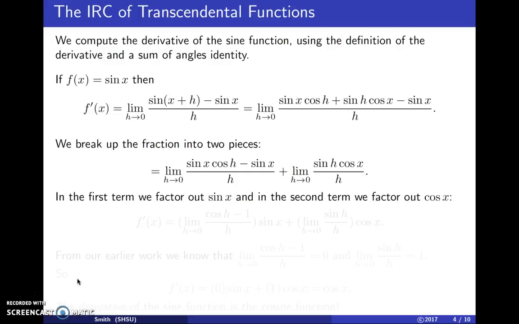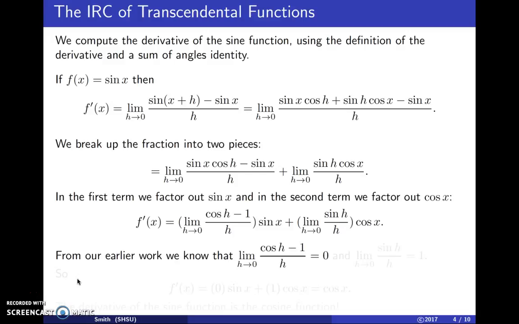In the first term in this sum, I'm going to factor out sine x, and in the second term, I'm going to factor out cosine x, so that I get this expression. The derivative is the limit as h goes to 0 of something here times sine of x plus a limit times cosine x. But we know these limits. The limit of cosine h minus 1 over h is 0, and the limit of sine h over h is 1, as long as we're using radians.